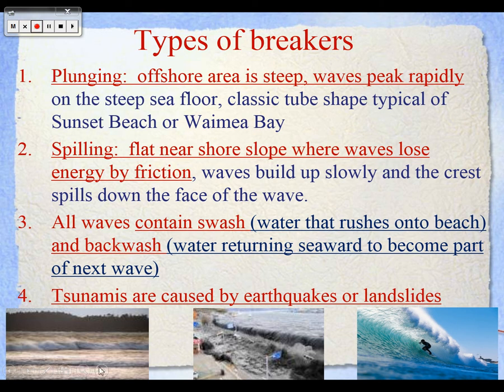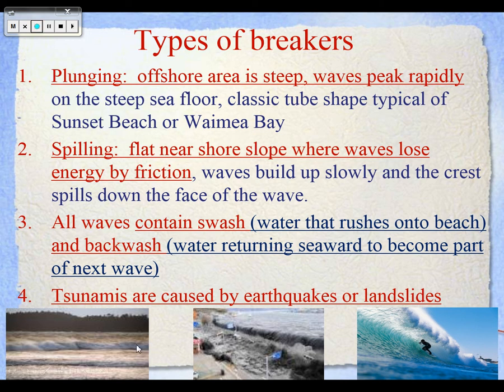A spilling breaker here on the left is what we have here in Virginia Beach. These are pretty flat near the shore slope where the waves lose their energy by friction. So you have the shoreline slopes gradually, and as the wave moves along this gradually sloping shoreline or continental shelf, the waves lose their energy. So they build up slowly, and then the crest spills down the face of the wave, and then it builds up, and the crest spills down. So it's what we have in Virginia Beach.